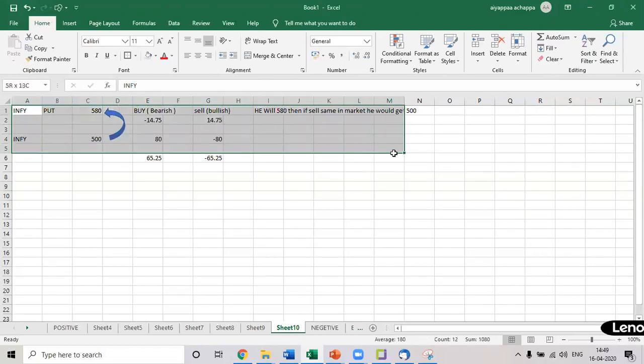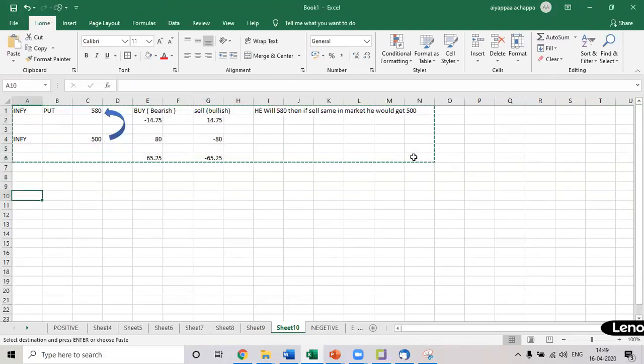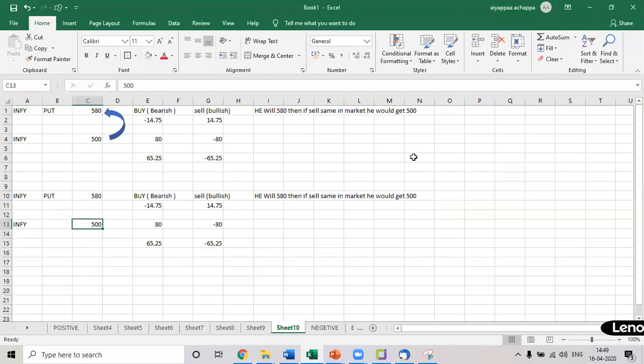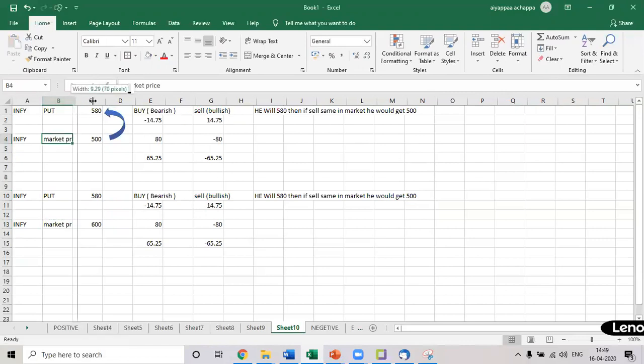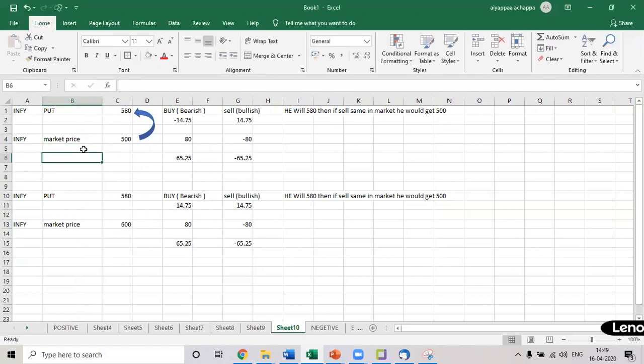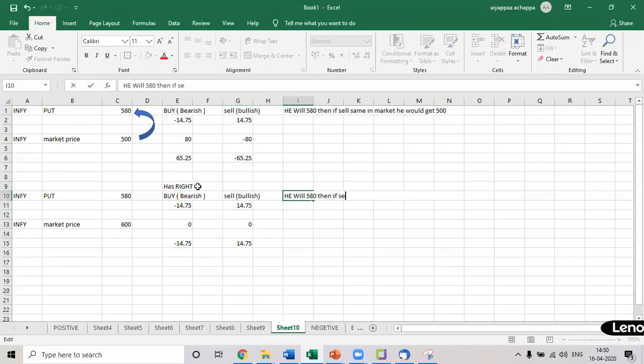Now it's the same example. Let us see what happens if the Infy share price goes to 600. Then you obviously have the right. Remember, the buyer has the right. So you say, sorry, I don't want it. So you lose only 14. He will not get the delivery.